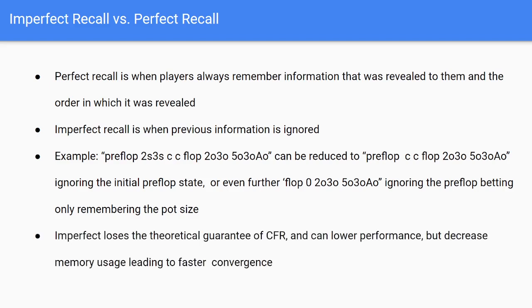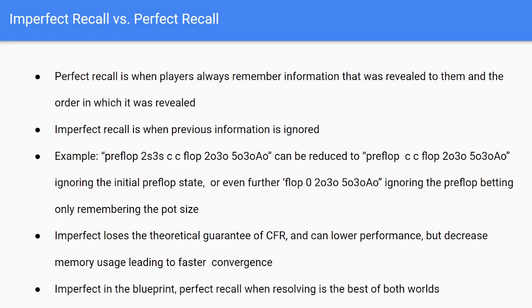So if you use imperfect recall, you're going to lose the theoretical guarantee that CFR gives, and it can actually lower performance. I mean, you're not going to get as strong results, but you're going to see a substantial memory decrease, and you're going to hit convergence a lot faster. So the best of both worlds you could try is imperfect recall on the blueprint, and if you're resolving it, make sure you use perfect recall.